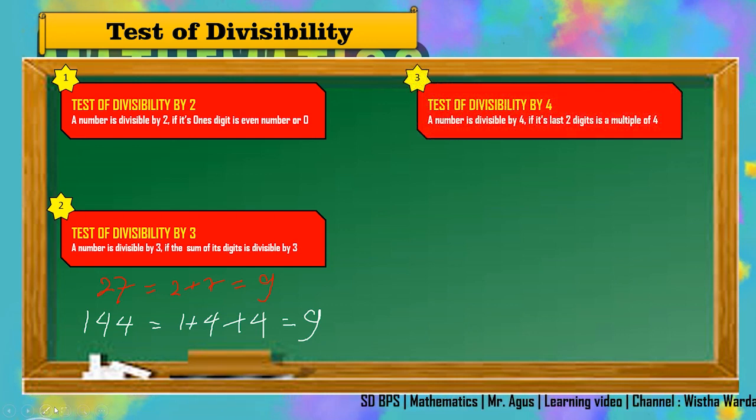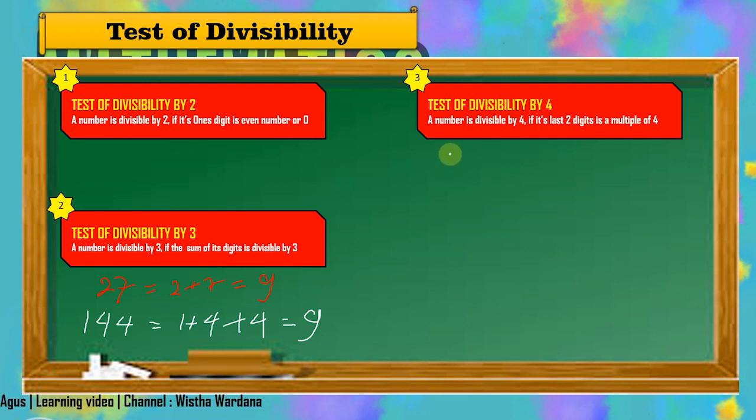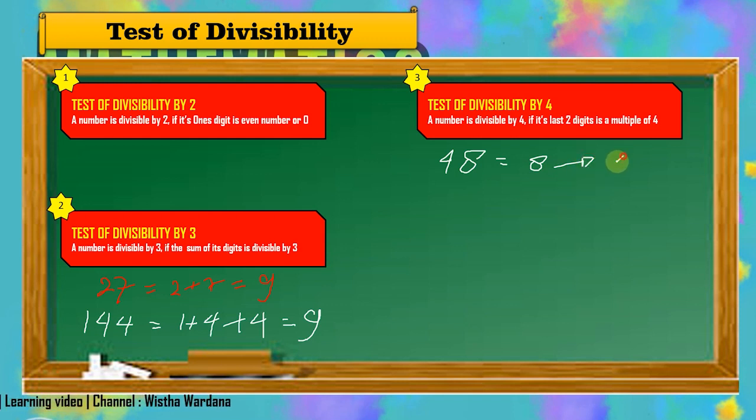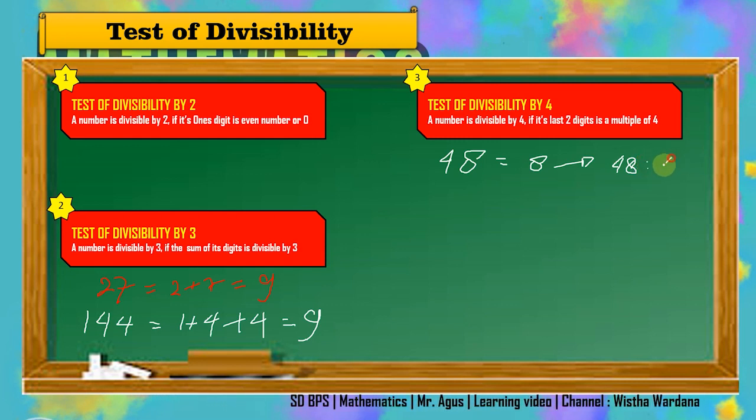Next, test of divisibility by 4. A number is divisible by 4 if its last 2 digits form a multiple of 4. For example, if we have 48, we know the last 2 digits are 48, so it means 48 is divisible by 4.